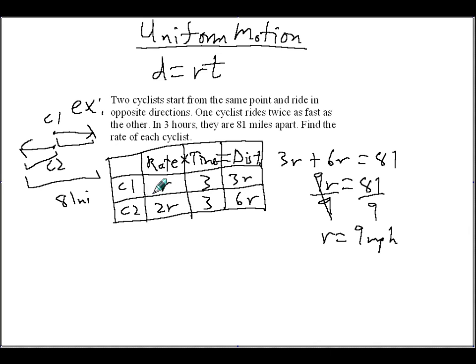Because his speed is r miles per hour. The second cyclist will be 2r, so twice that. So it will be 2 times 9, since r is equal to 9, and that's equal to 18 miles per hour. So first cyclist goes at 9 miles per hour. Second cyclist goes at 18 miles per hour. Let's look at another example here.